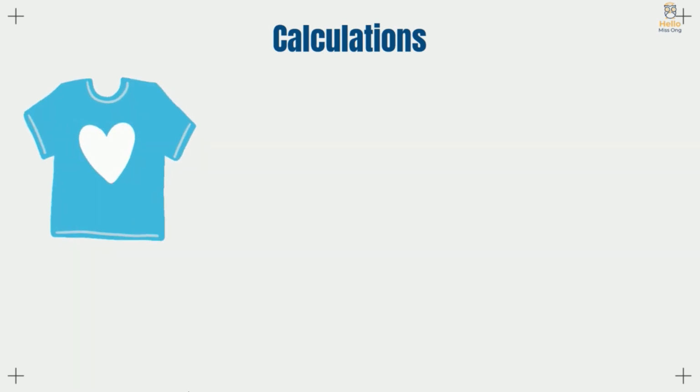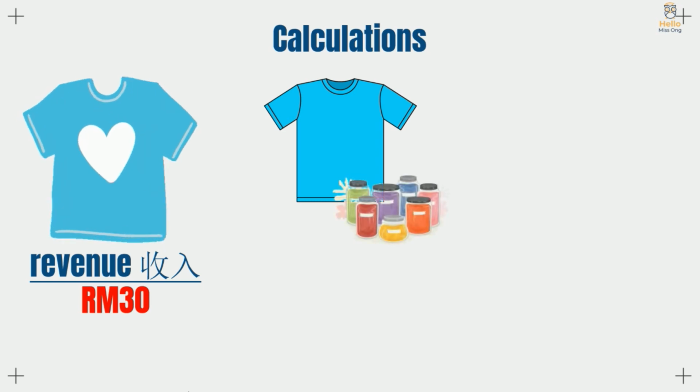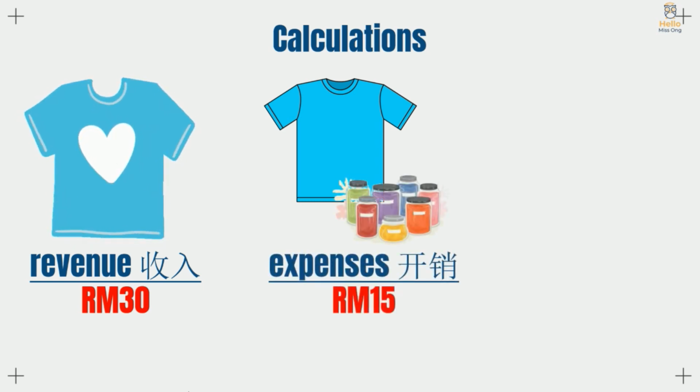Now, let's learn how to do the calculations. I want to start a business by selling t-shirts. This is the t-shirt that I made. I sold the t-shirt for 30 ringgit. So 30 ringgit is my revenue. Of course, to make the t-shirt, I have to spend some money to buy the raw materials, such as the plain t-shirt and some dyes. I spent 15 ringgit to buy these raw materials. So these are my expenses.